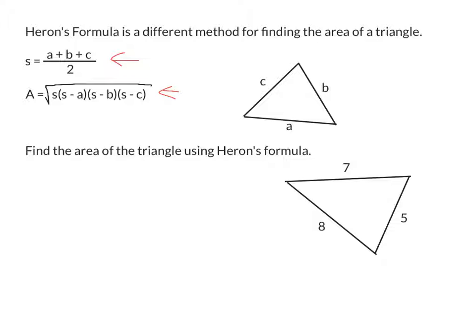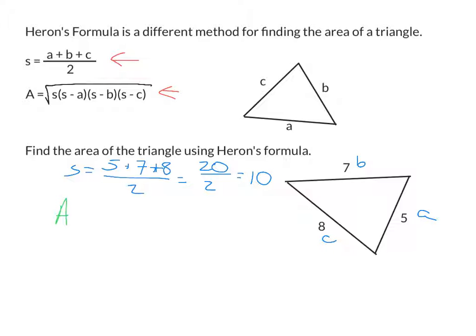So in this triangle down at the bottom, just like I described, it's not a right triangle, but we know all three sides of the triangle. We want to find the area. So to find the area, we need to find S first. And if I call A 5, and I'll use 7 as B, and I'll put 8 in for C, I'm going to add these numbers together, 5 plus 7 plus 8, and cut it in half. 5 plus 7 is 12, plus 8 makes 20, and 20 cut in half makes 10.